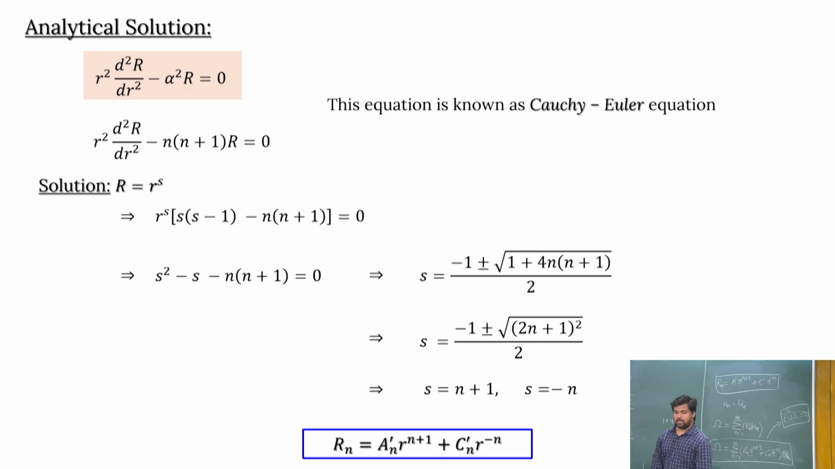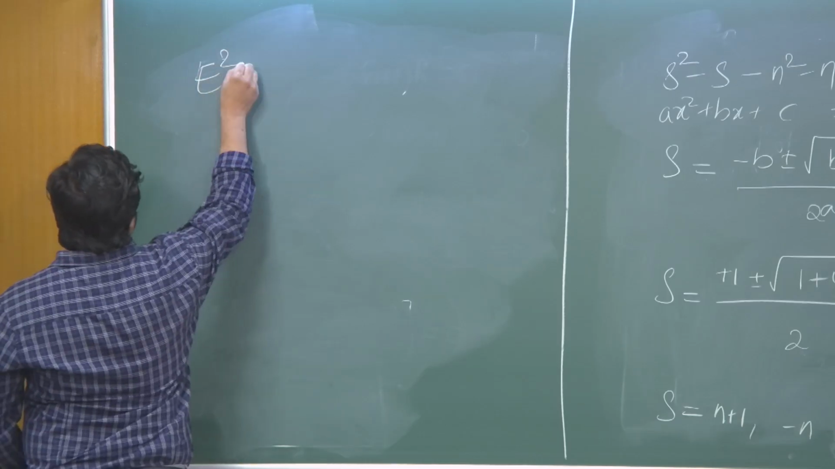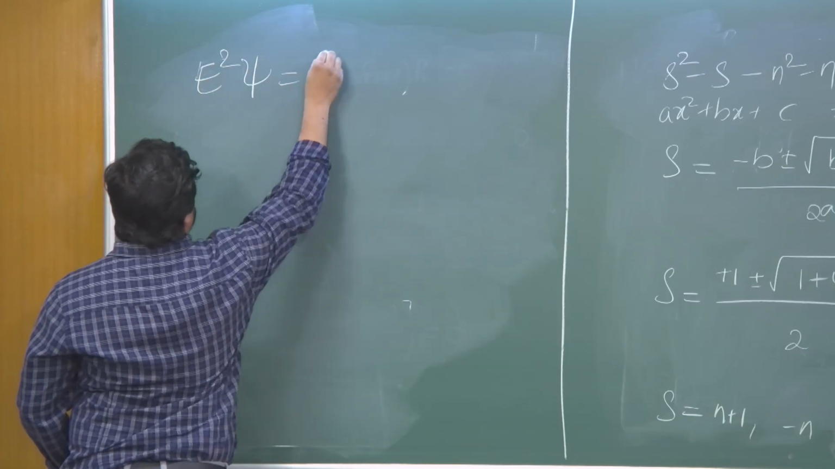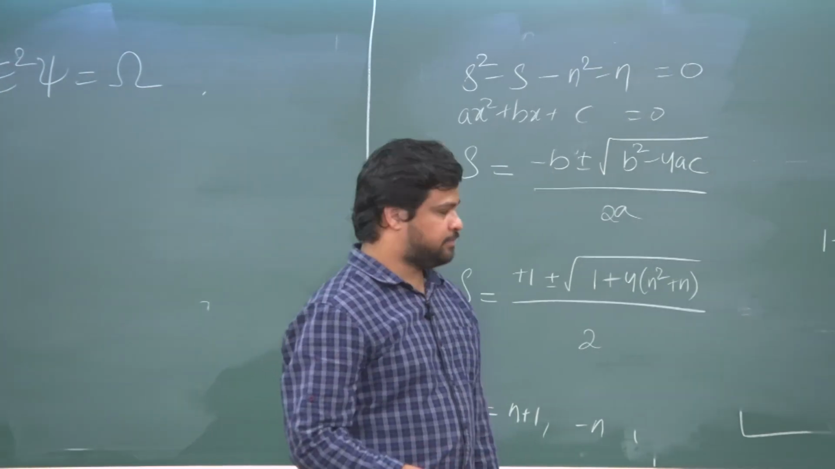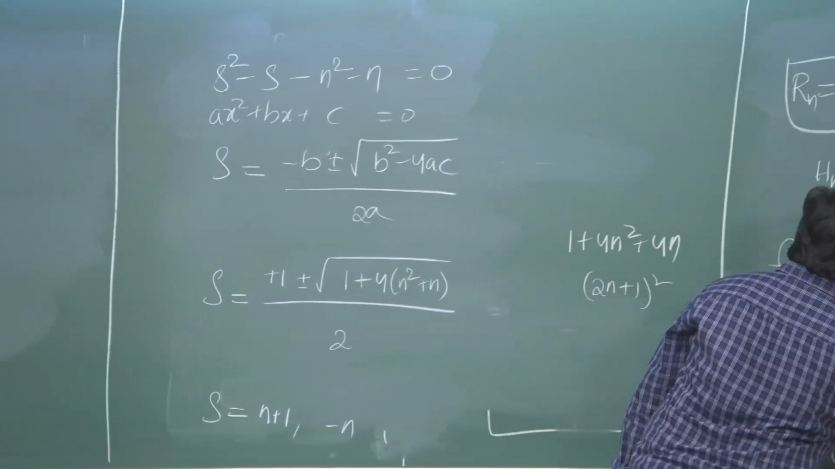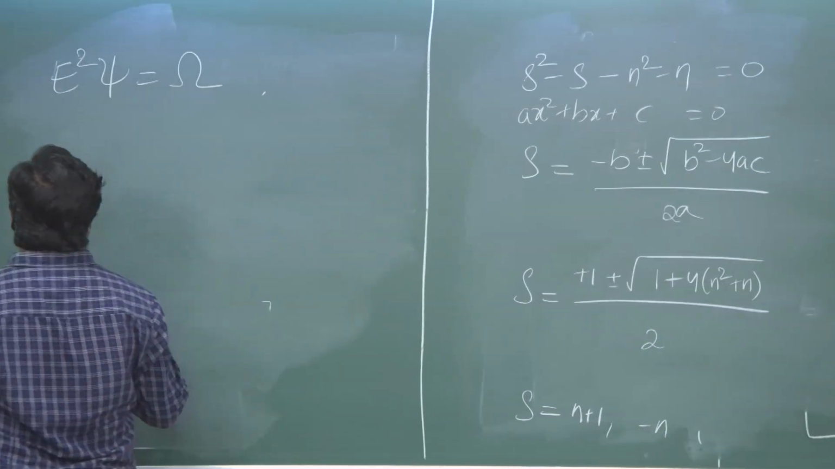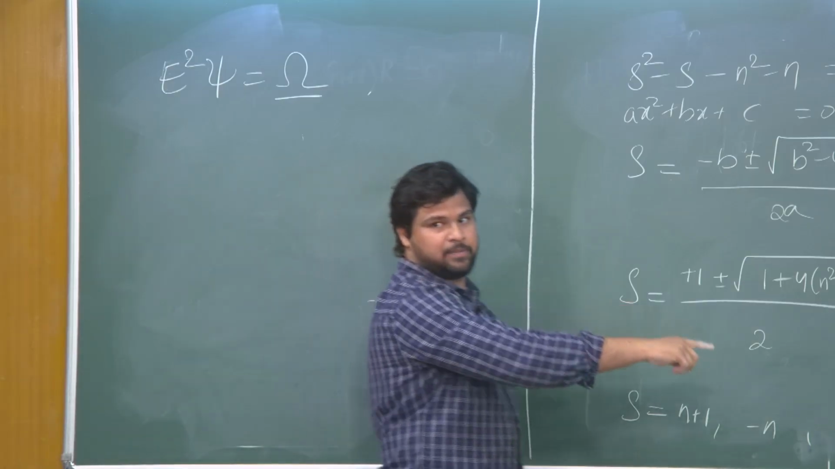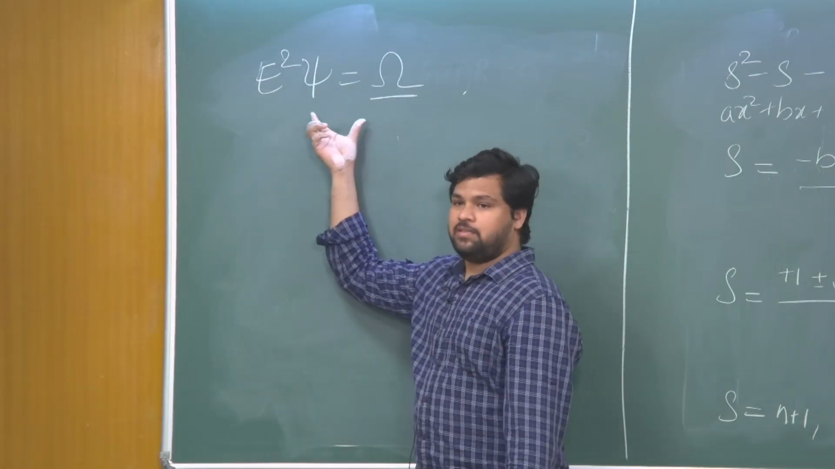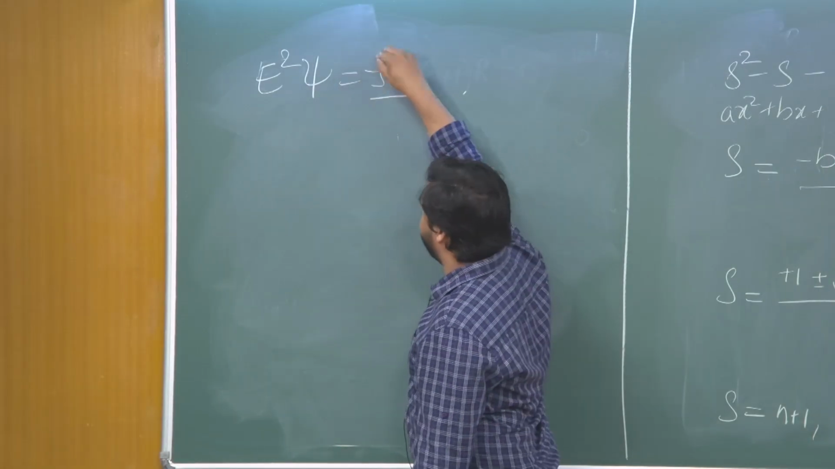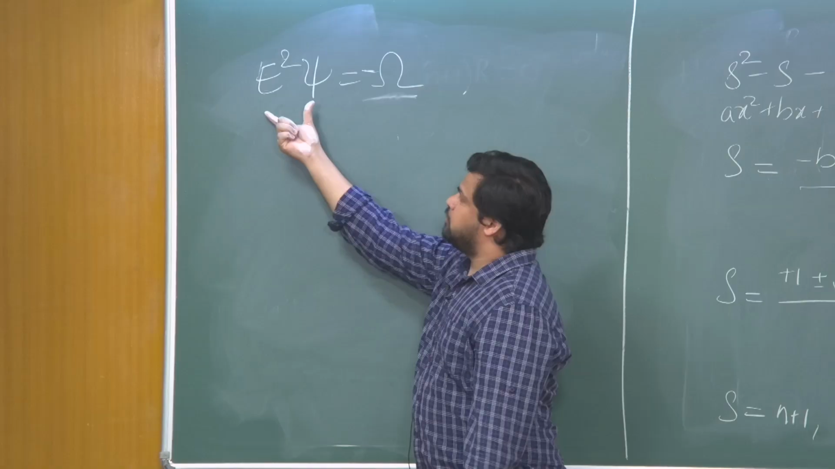Now, we will solve the other equation. What is the other equation? The other equation is e square psi equal to omega. See, this omega is the same as whatever we have obtained here. If you see this equation, it has a minus. It does not matter because it will be absorbed in the constant at the end. So, this is the equation.